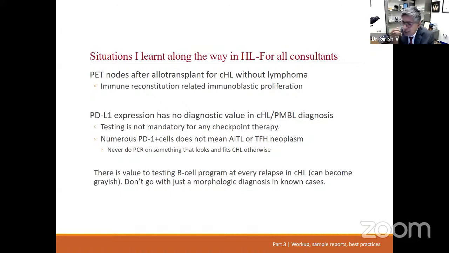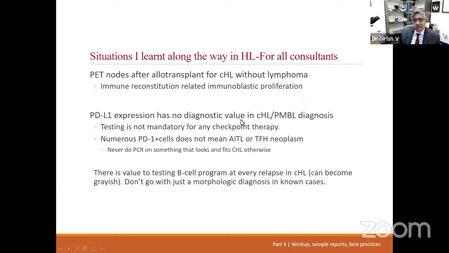So here are some situations I've learned along the way, and this is for all consultants. After transplant, you will see PET active nodes that often are related to immunoblastic proliferation in the setting of immune reconstitution. That frequently happens after transplant, and it's not lymphoma, and that's perfectly okay. And I can send you some references for that.